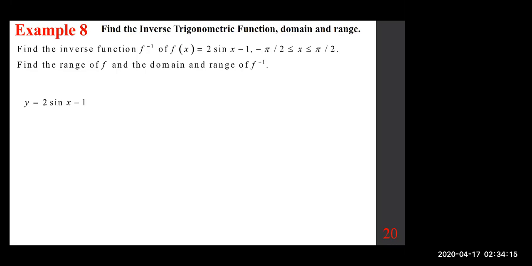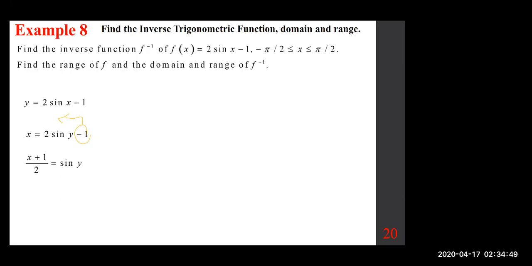We interchange x and y. Everybody remembers that? We interchange x and y, and now we solve for y. How do we do that? We move the negative 1, which becomes positive 1, so x plus 1, and we divide by 2. So we interchanged x and y, and we solve for y.